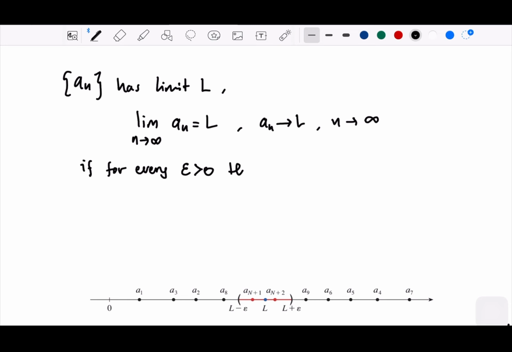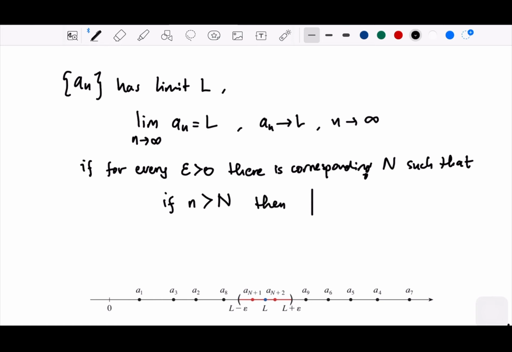that corresponds with some integer N. This capital N can be any number that relates to the epsilon, such that if n is greater than the integer capital N, then the difference between an and L is always less than epsilon.